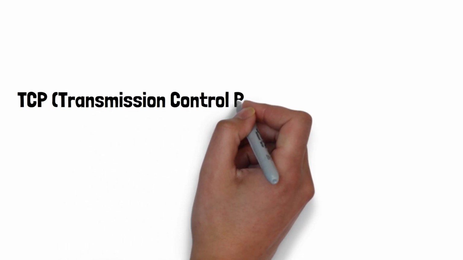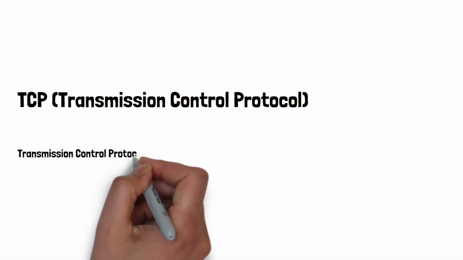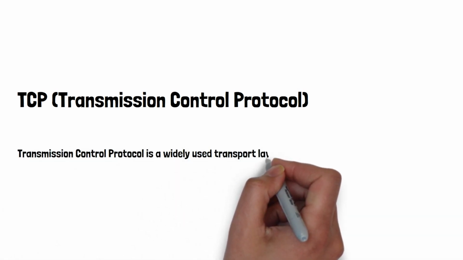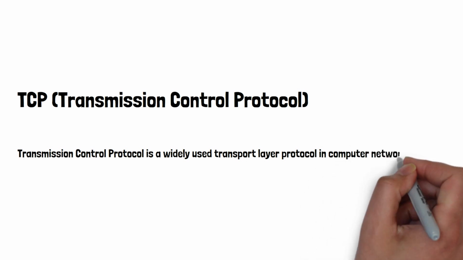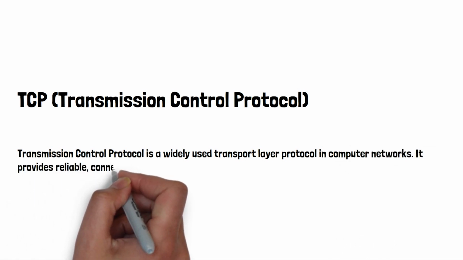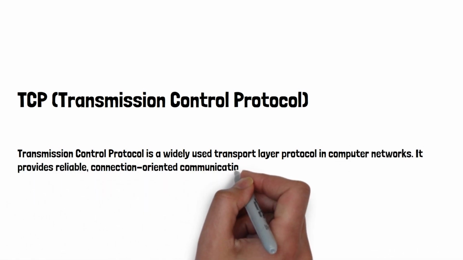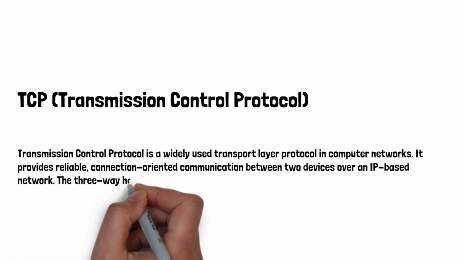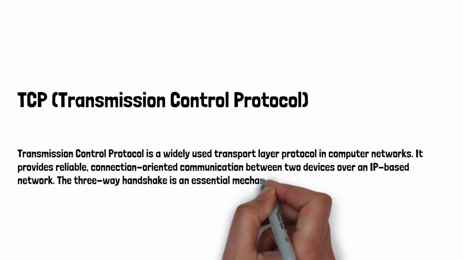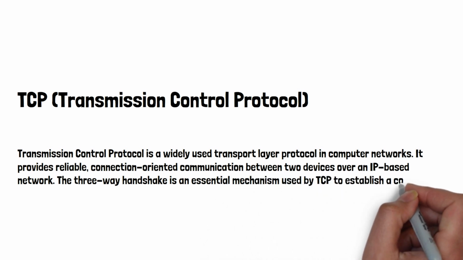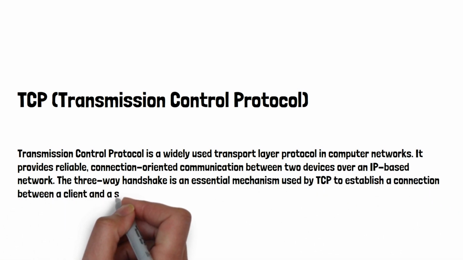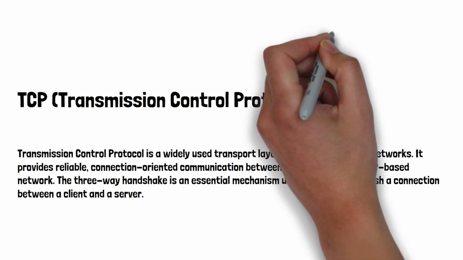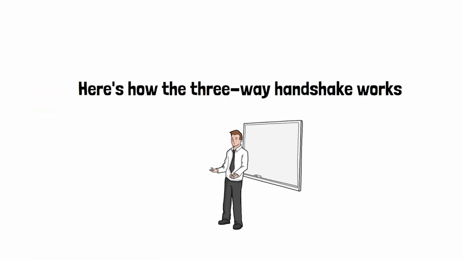TCP, Transmission Control Protocol. Transmission Control Protocol is a widely used transport layer protocol in computer networks. It provides reliable, connection-oriented communication between two devices over an IP-based network. The three-way handshake is an essential mechanism used by TCP to establish a connection between a client and a server. Here's how the three-way handshake works.